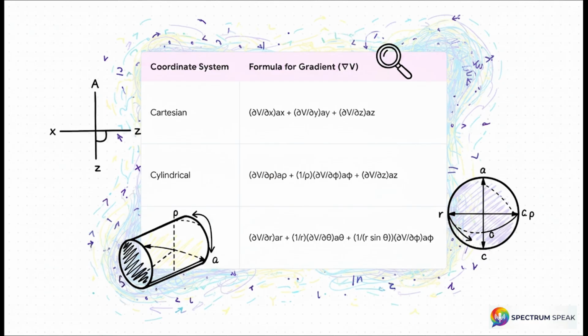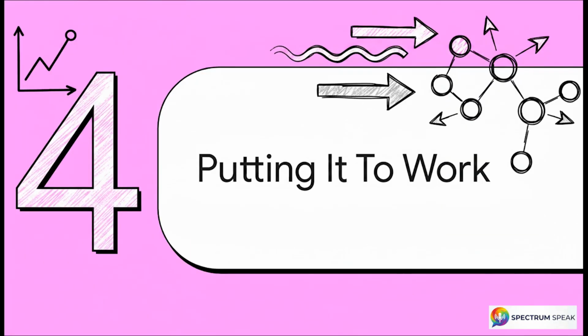Now, for cylindrical and spherical coordinates, the geometry just adds a few extra terms. You don't need to memorize these right now. Just know that the right recipe always depends on the shape of your problem. Okay, enough theory. The best way to really get this stuff is to see it in action. So let's take an example directly from our source material and calculate a gradient step by step.